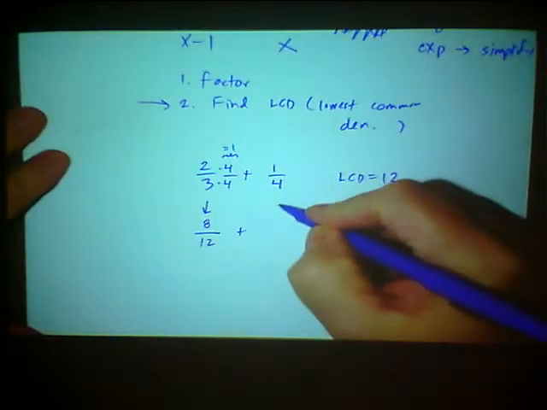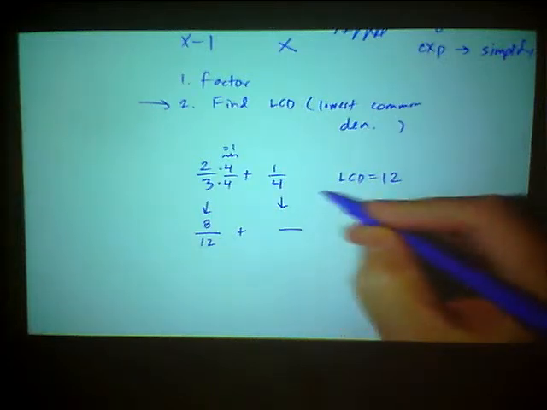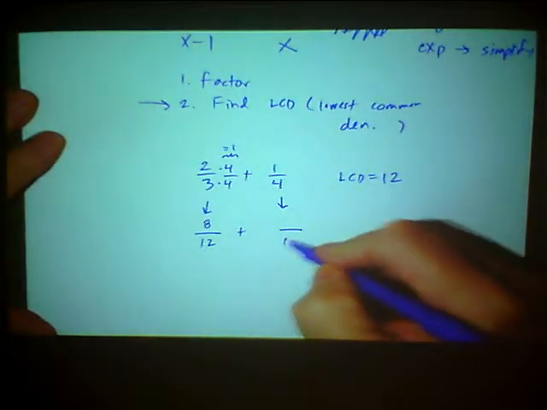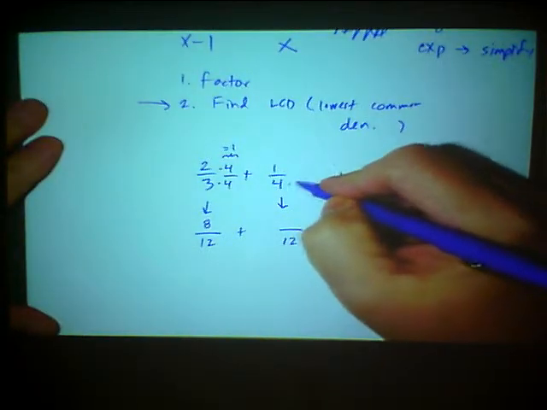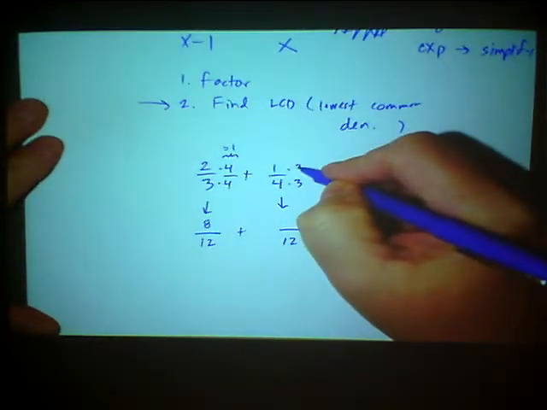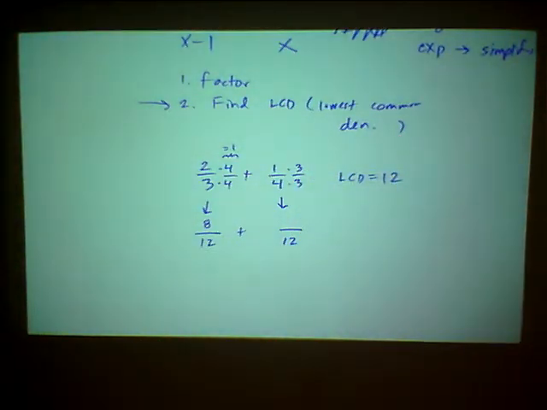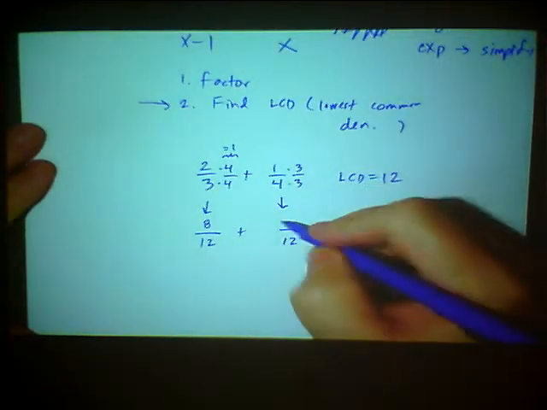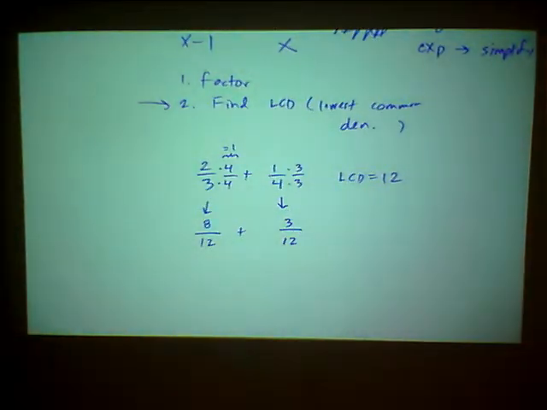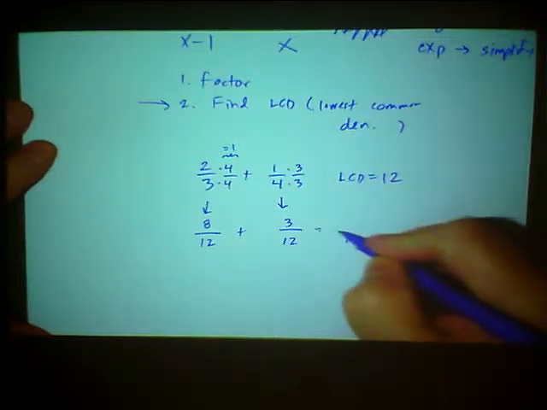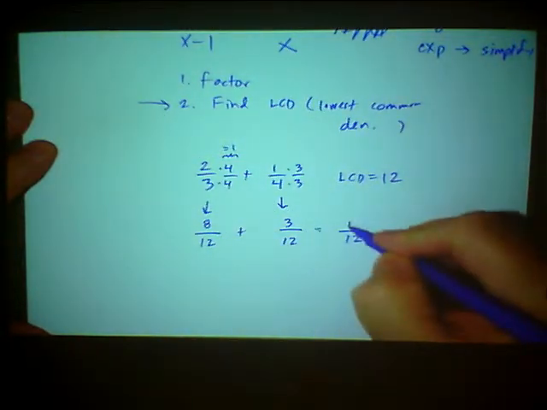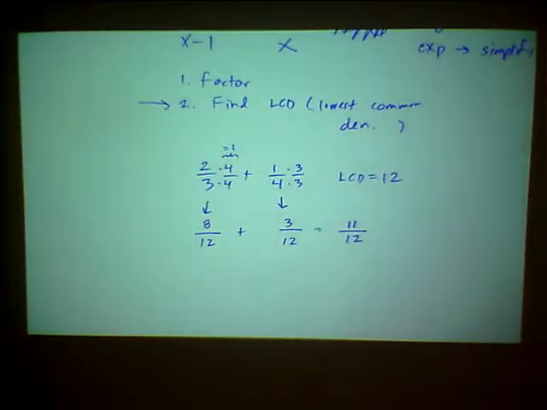And then I do the same thing for my second fraction. I'm going to go from a denominator of 4 to my LCD, which is 12. In order to do that, I multiply by 3, but I have to multiply the top and the bottom by 3. So now 1/4 becomes 3/12. Now I can actually add these two fractions. And you remember when you add fractions, you write the common denominator and then add the numerators. So 2/3 plus 1/4 would equal 11/12.